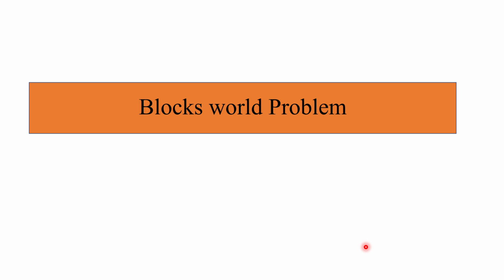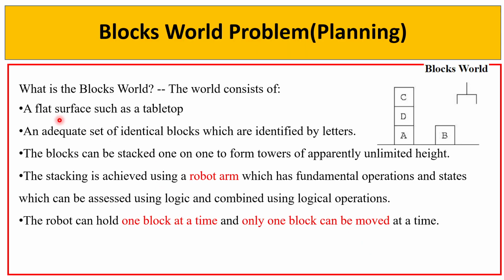Example: planning in AI can be used for solving some problems. Here we take the blocks world problem. In this problem, it consists of a flat surface, a tabletop. This is the table. On this table we have blocks like A, B, C, D. So we have a set of identical blocks identified by letters like A, B, C, D. The blocks can be stacked one on another to form towers. So this can be placed like: on top of A is D, on top of D is C. Like that we can make a tower.